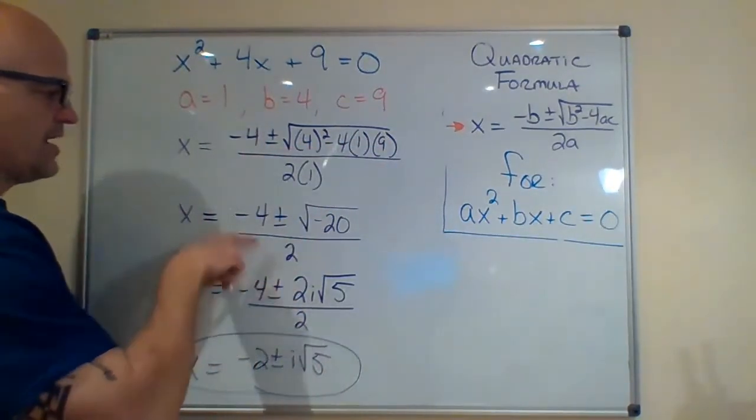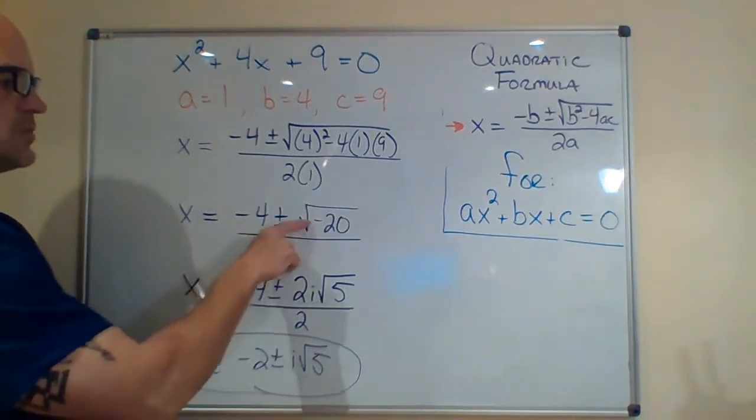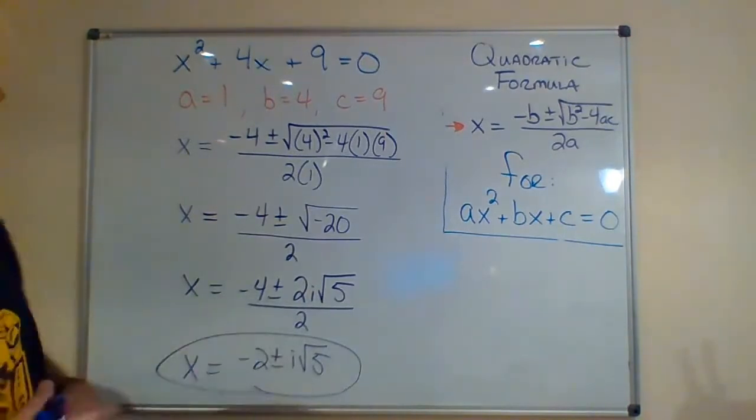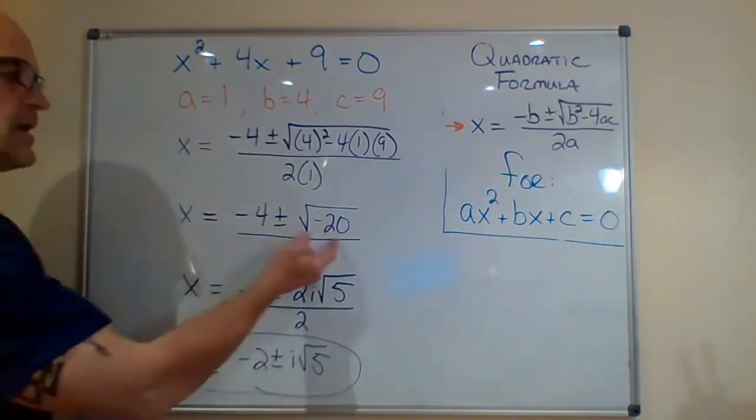Calculator will also give you that. So I have negative 4 plus or minus the square root of negative 20 over 2. Now, the square root of negative 20 brings its own little reducing you need to do. Got to poke your eye out.